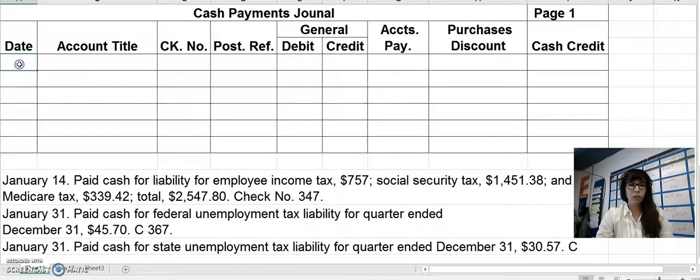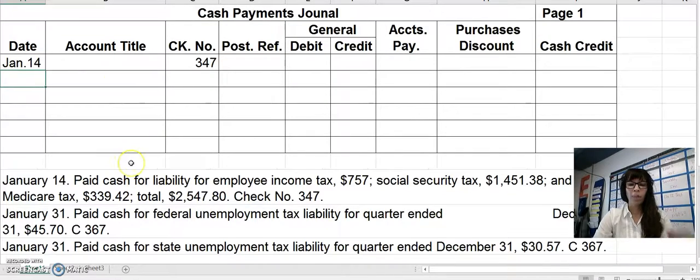So our first thing we should always do, since we're paying, we're writing a check. This is in our cash payments journal. We're going to put in our date, January 14th. And then I'm also going to put in my check number, which is check number 347. Okay, paid cash for liability. We have 4 accounts affected, one of them being cash credit, and then all of these payables we're going to have to list. It doesn't really matter what order you put them in, but I would recommend putting them in this order, especially if you're going to be going on to accounting 3 and 4.